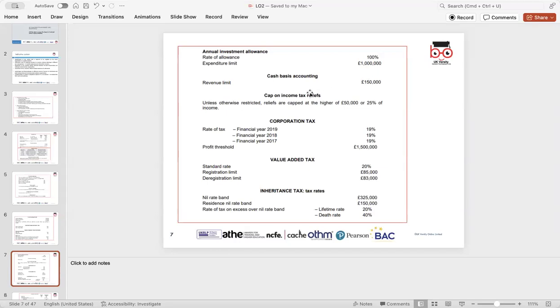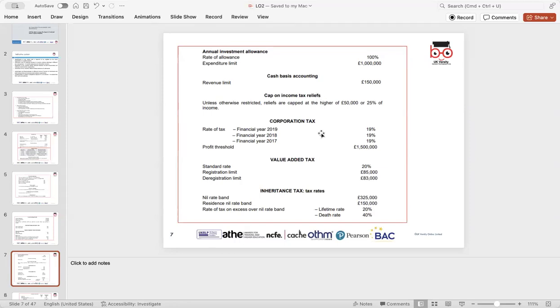Moving on to corporation tax. This is a tax that limited companies pay on their profits. The rate of corporation tax for financial year 2019 is 19%.